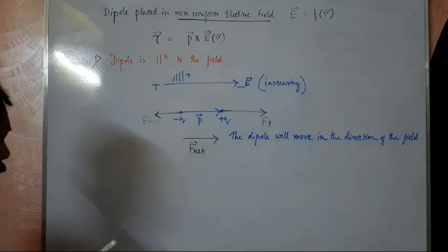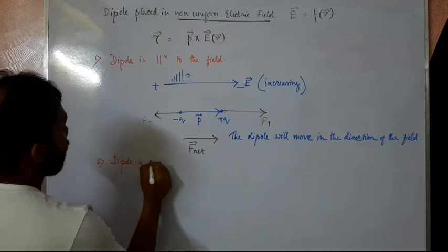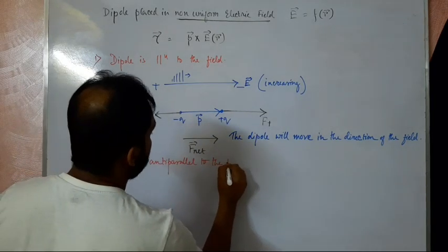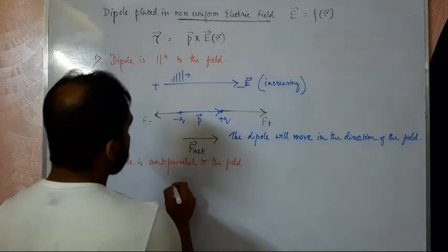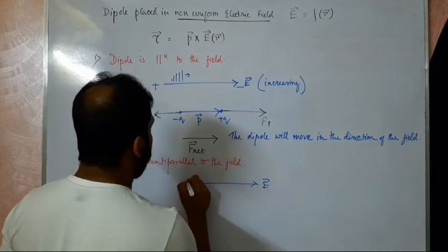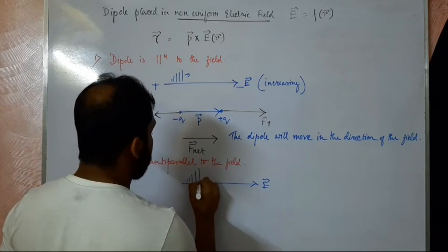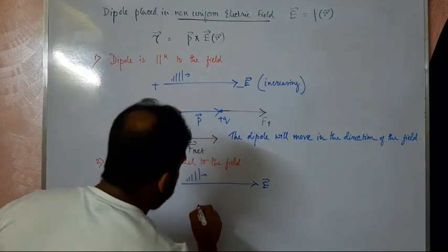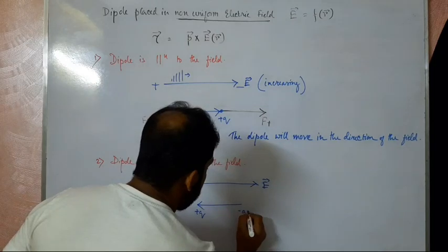Now, if we place it anti-parallel to the field, dipole is anti-parallel to the field. When the dipole is anti-parallel to the field, what will happen? Say, this is the direction of the electric field and this is the direction of the increasing electric field. Electric field gradually increases in this direction. So if this is the direction of the increasing electric field and the dipole is placed just opposite to it, just anti-parallel to it, that means the positive charge is in this direction, negative charge is opposite direction.